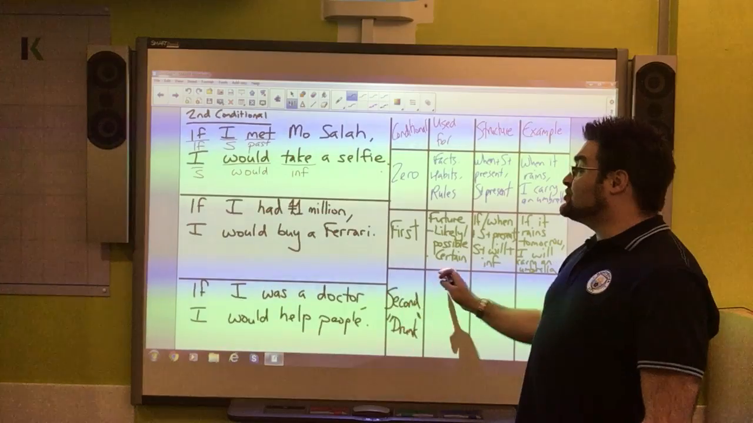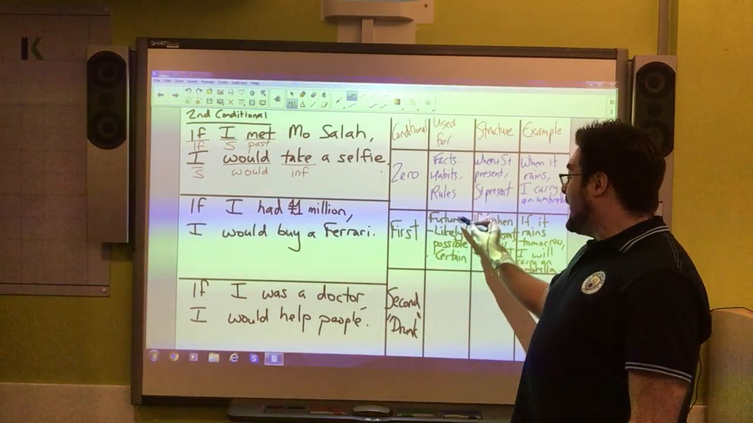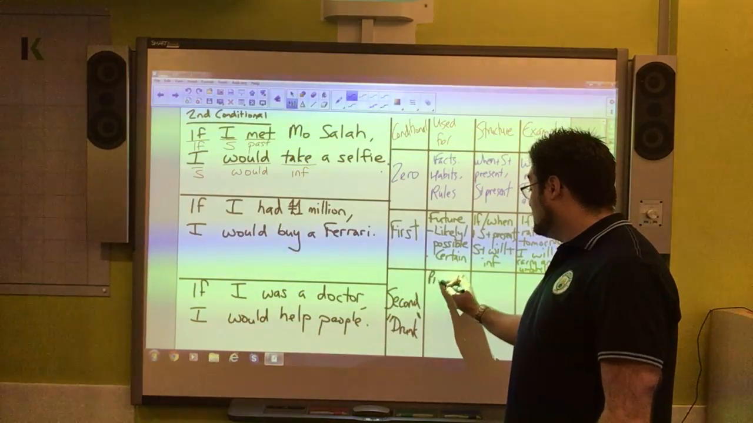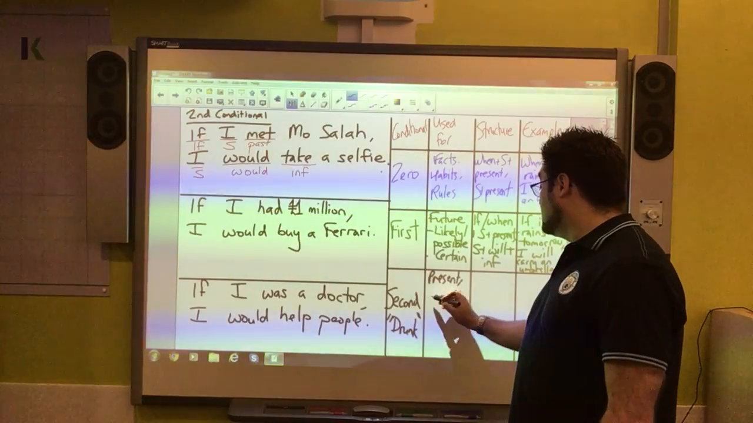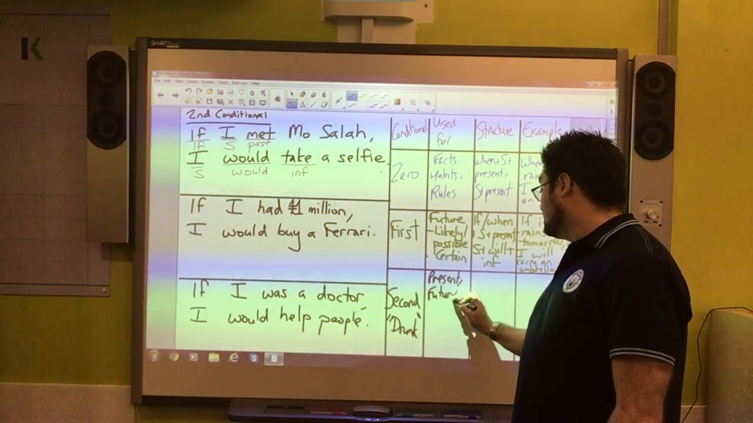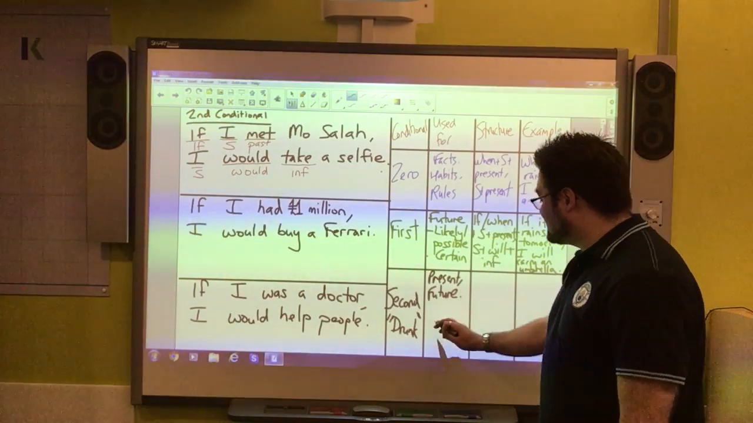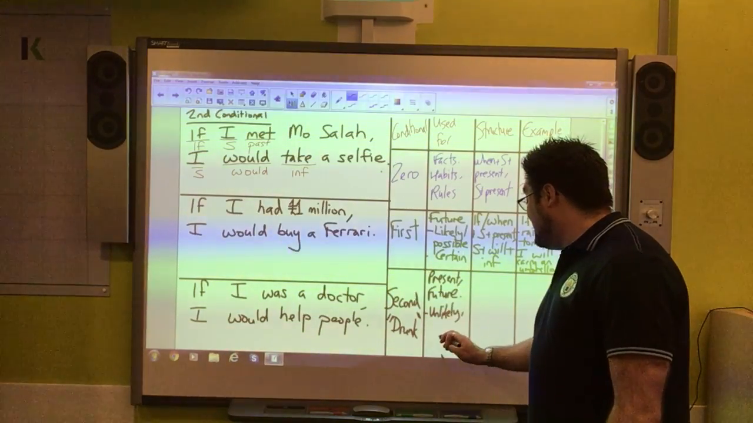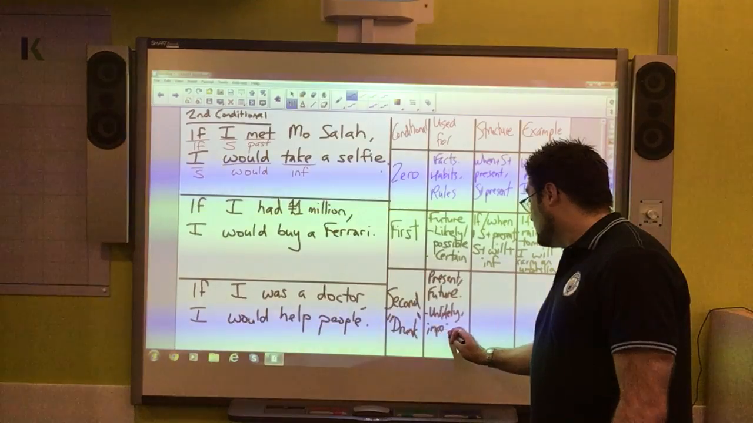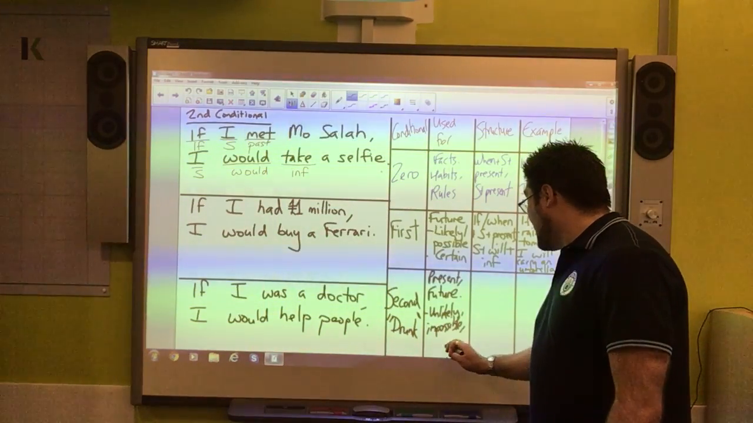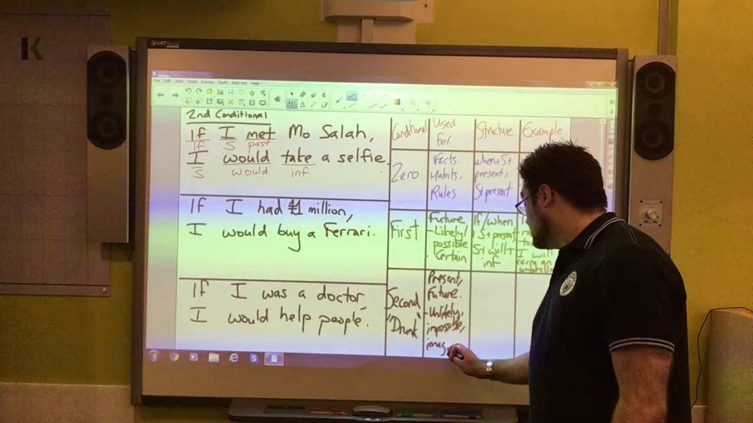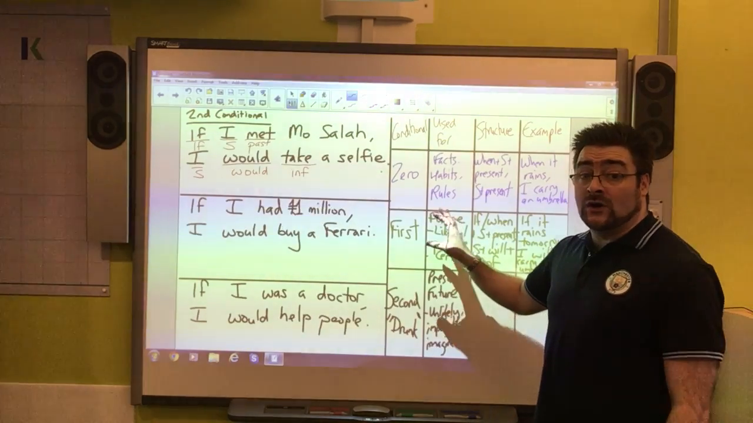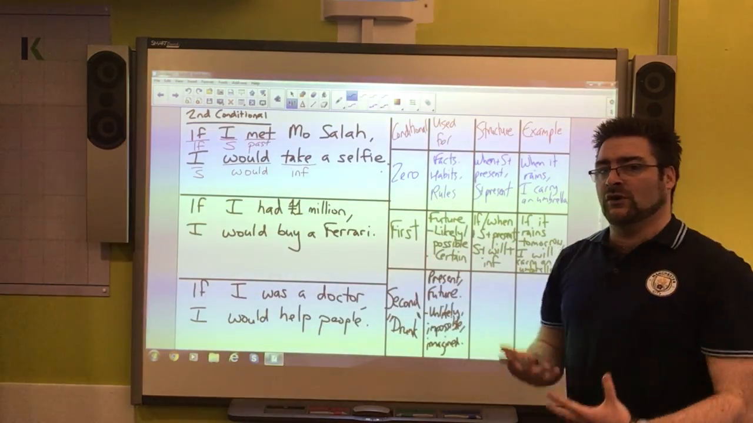So, the first conditional was all about the future, likely, possible, or certain. The second conditional can be used for the present or the future. But it's used for the opposite. It's used for unlikely, impossible, or imagined. Alright, so this is about the real world, this is about the imaginary world.